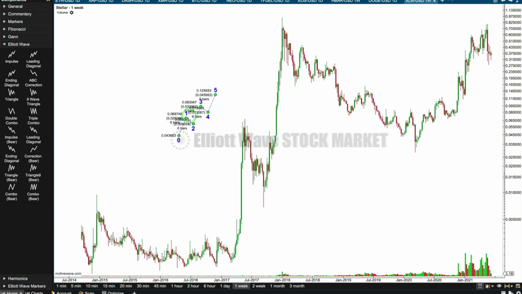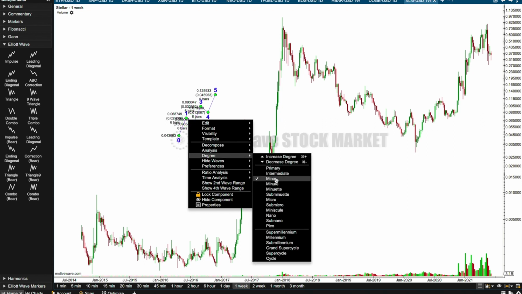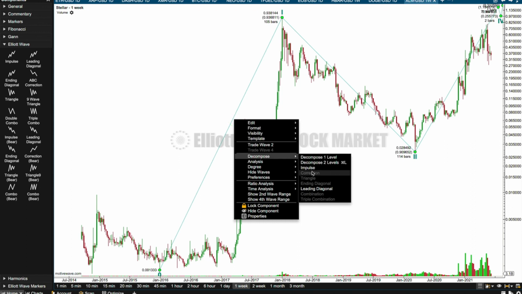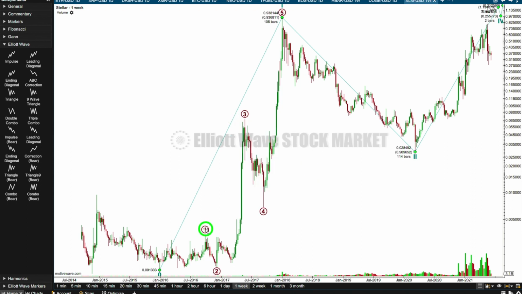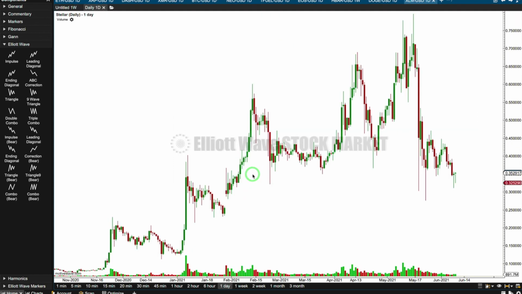But let's start with primary degree. No, I think this needs to be cycle degree because it's been years. Let's start the wave count off here, and this I think will subdivide nicely as an impulse. And I want to put one somewhere over here. Okay, that looks pretty good. Let's have a look at the daily chart level and have a look at some subdivisions here and see how well it fits Elliott wave structures. How useful is this analysis going to be?